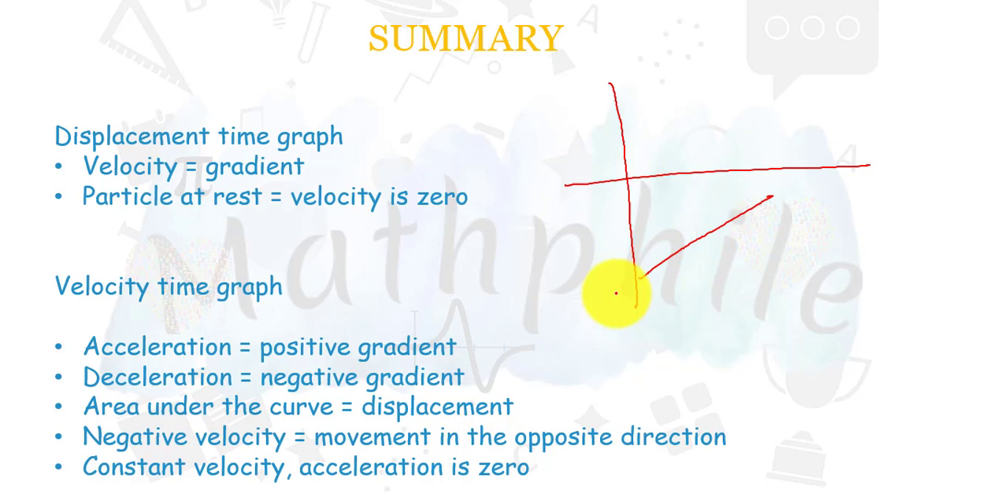Okay. So let's use values. Let's say this is negative 10 and this is negative 2. This is obviously 0 and this is, let's say, 8. How would you find the gradient of the line?